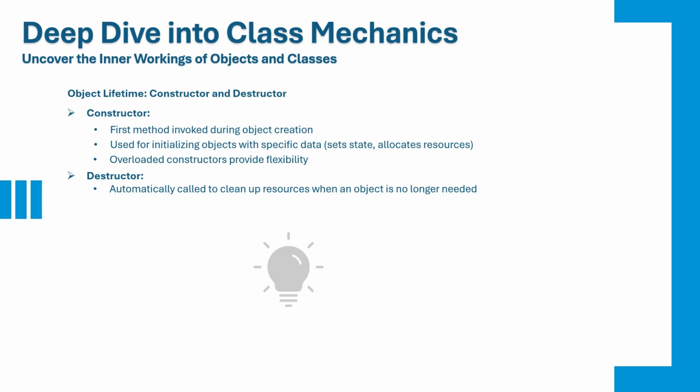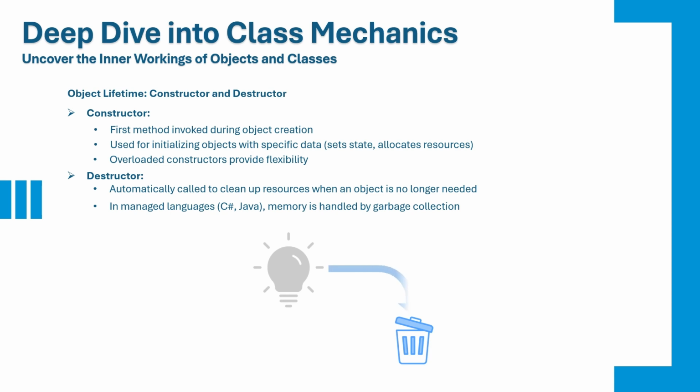However, unlike constructors, destructors aren't invoked directly by the programmer. Instead, they're automatically called by the garbage collector when the system determines that an object is ready to be removed from memory. It's worth noting that in modern programming, especially with managed languages like C# and Java, explicit destructors are rarely used. These languages provide garbage collection, which handles most of the memory management automatically.